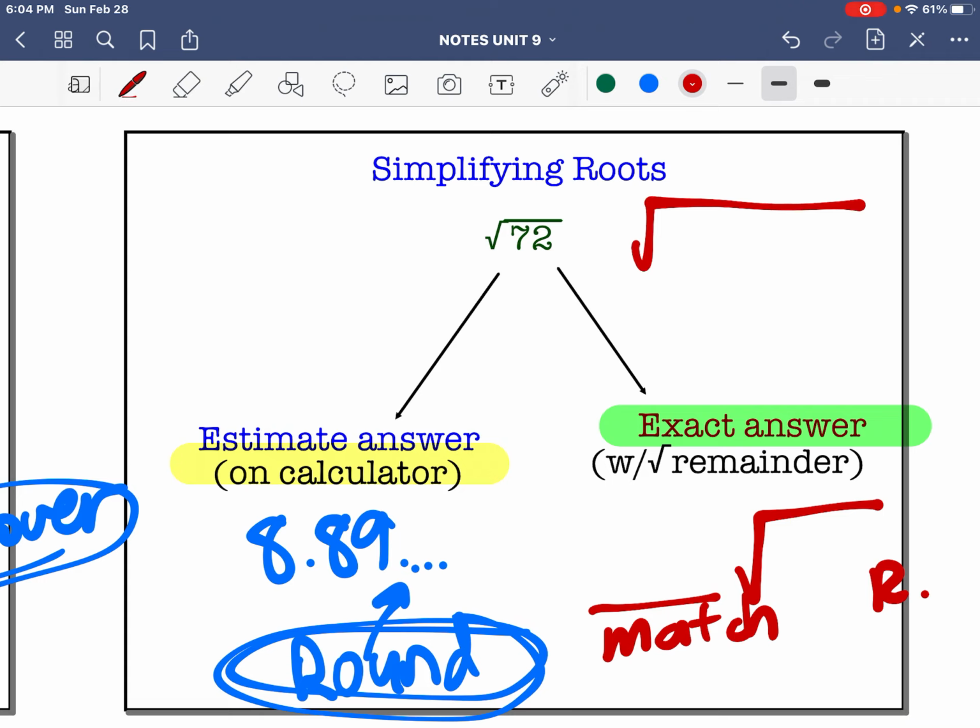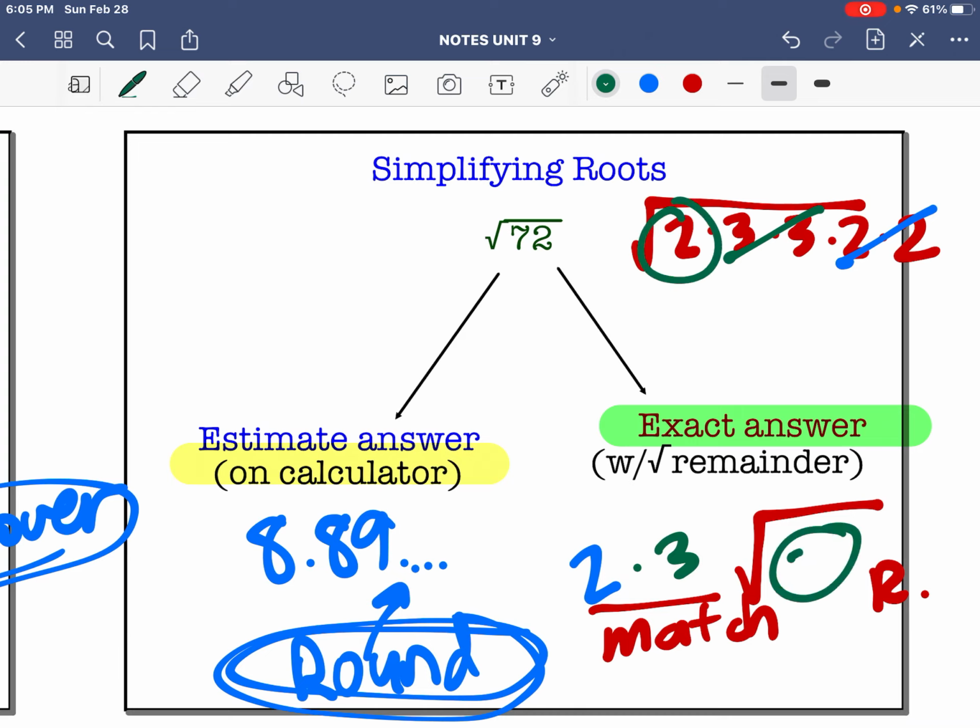72 on my cheat sheet breaks down to 2 times 3 times 3 times 2 times 2. So I'm going to be looking for anything that is a set that I could split up between the two sides. Each side would get a 2. Each side would get a 3. And my leftover goes right here. So the exact answer on this would be 6 square root of 2.